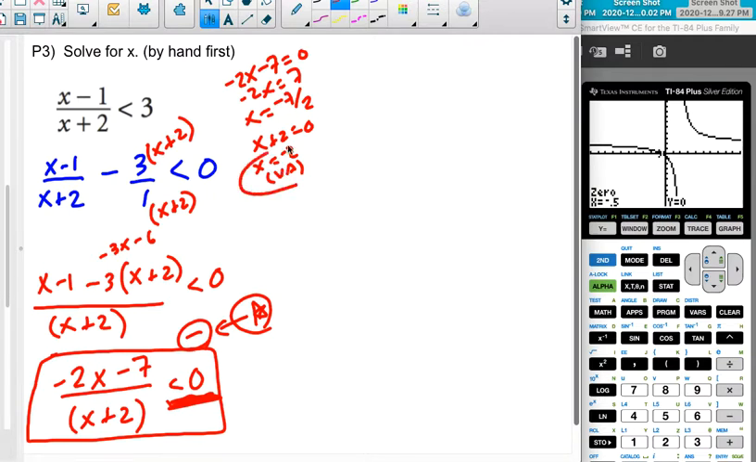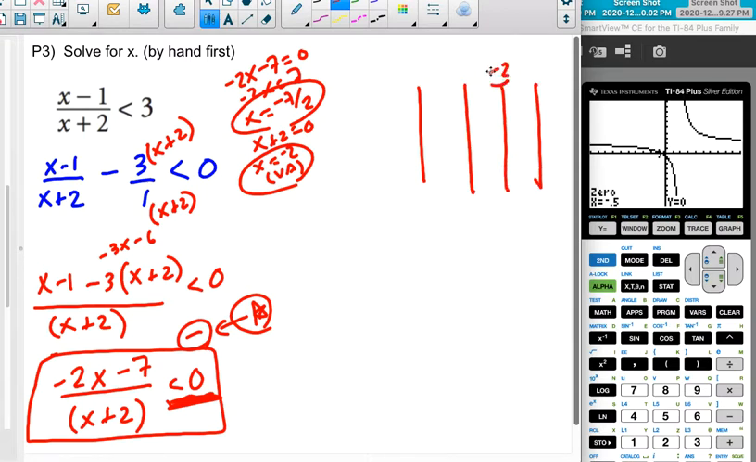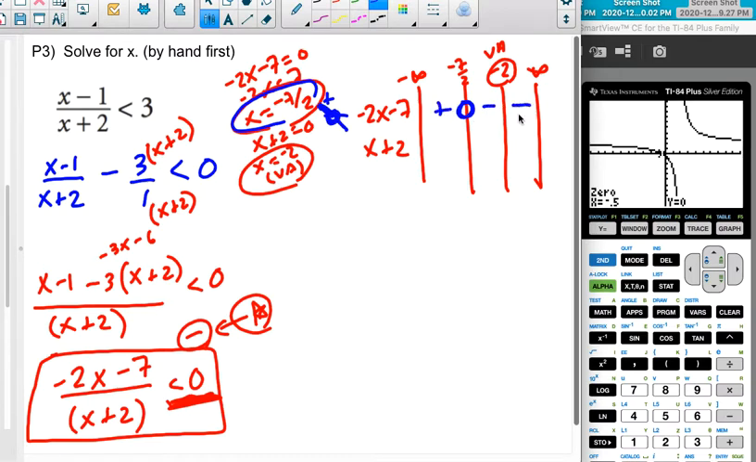So when I make my sign chart, these are the two values that are going to go on my sign chart. Here's my negative 2, which is a vertical asymptote. Here's my negative 7 halves, because that's a negative 3.5, right? Okay, so when I list my factors, I have a negative 2x minus 7, and I have an x plus 2. Negative 2x minus 7 is a line with a negative slope, right? We know it's 0 at negative 7 halves because we just did the work to find that, and because it has a negative slope, it starts physically above the axis, crosses that 0, and then drops below. So it's going to go from positive to negative.